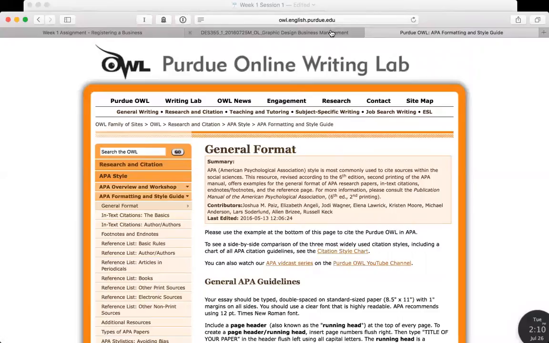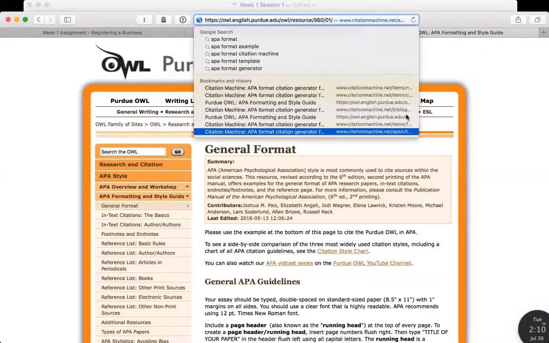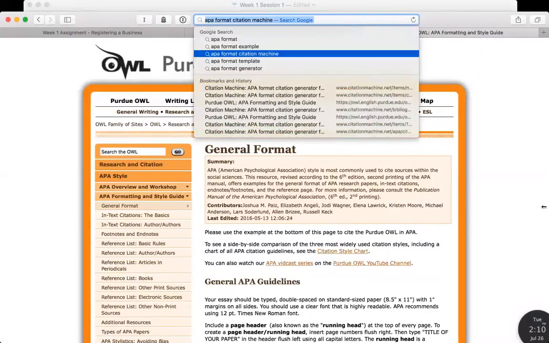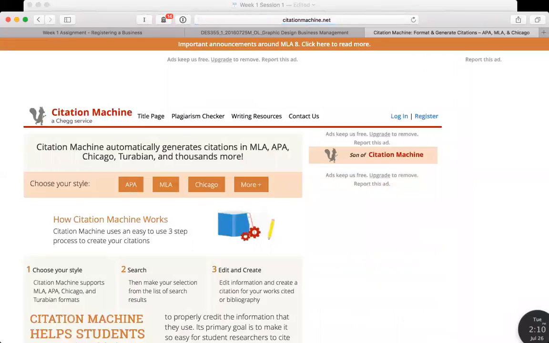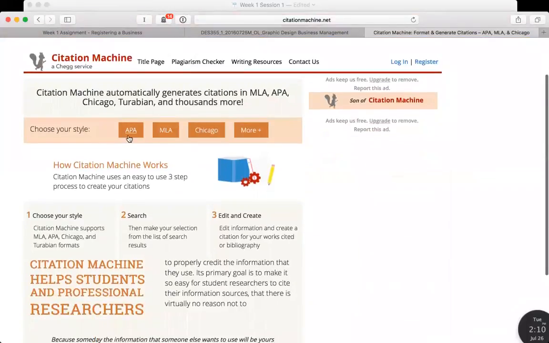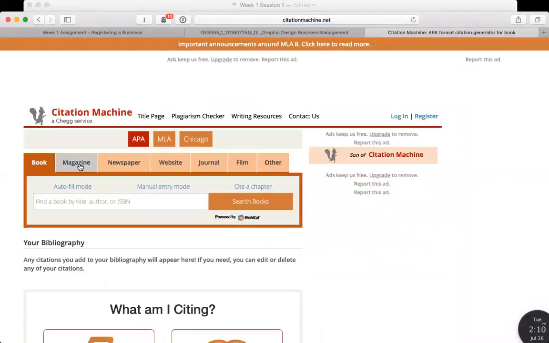Another site that I personally really enjoy is called Citation Machine, and the URL is citationmachine.net. Okay, citationmachine.net is basically a way to automatically create your citations, and then you can just copy and paste them over. So if I come here and I say that I'm doing APA, then it says, okay, so what is this? A book, magazine, newspaper, website.